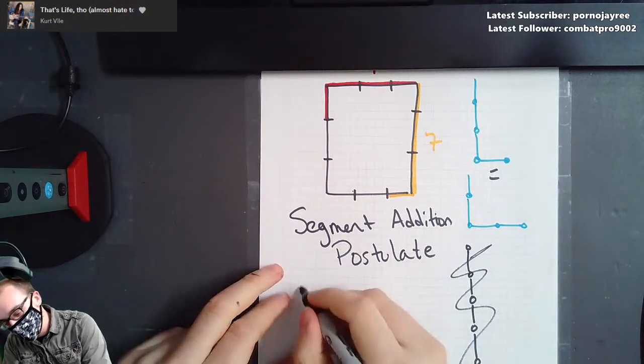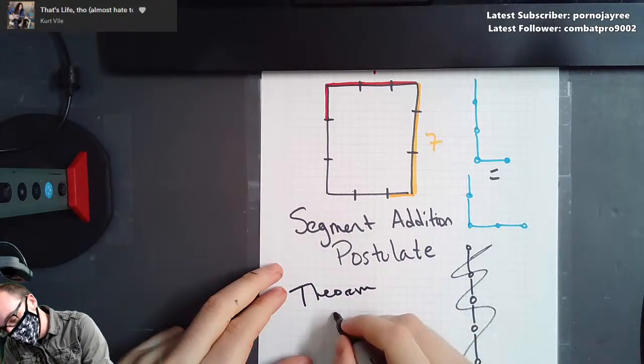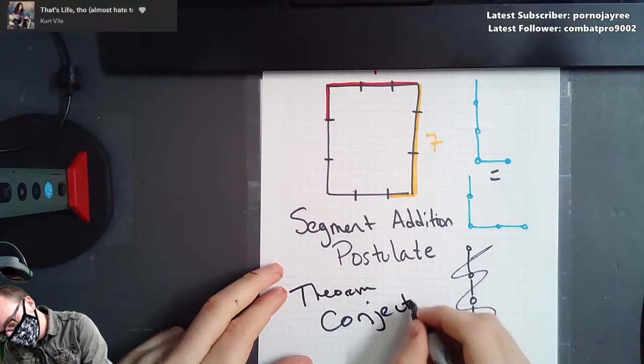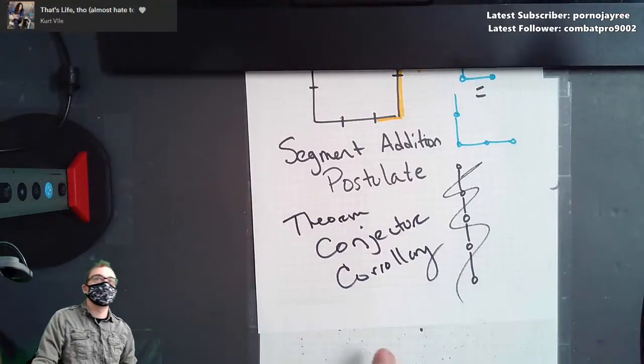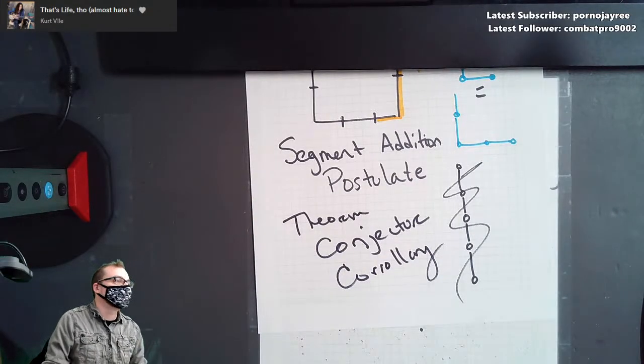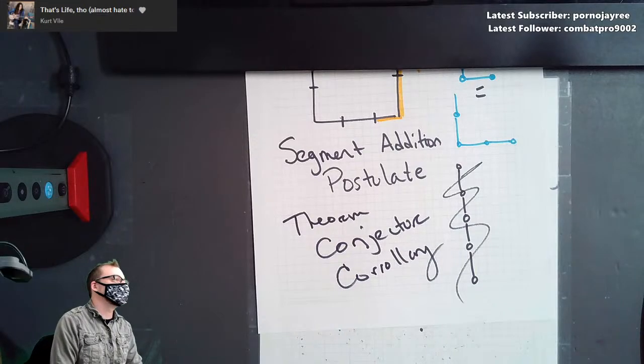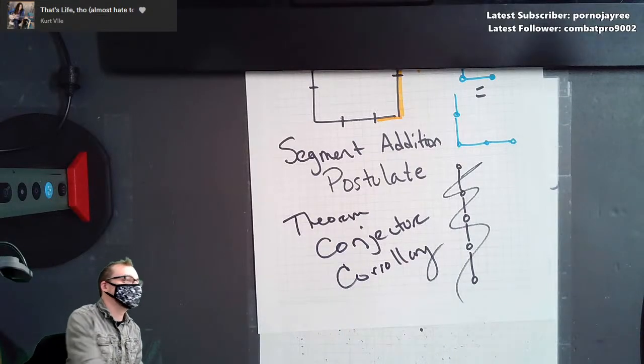So we have postulate, we have theorem, we have conjecture, and we have corollary. Words are hard. I don't know if that's spelled right. There might be one R. I'm conjecturing that it's spelled with 2 R's. See how I did that?